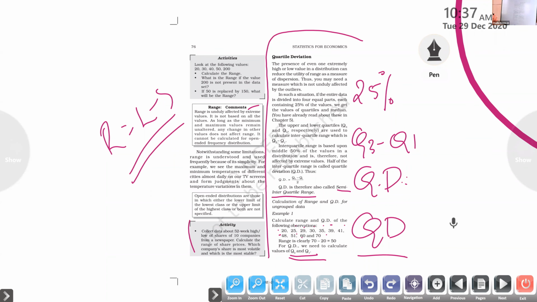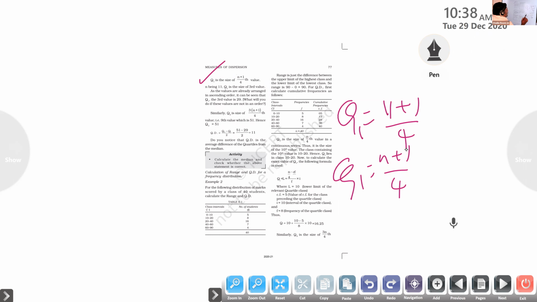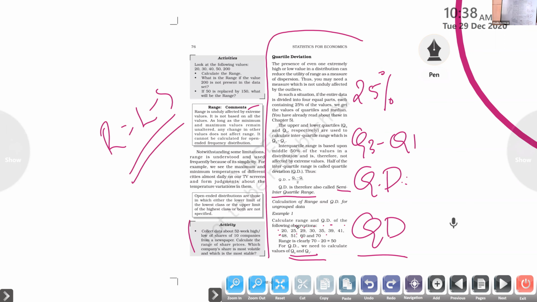We want to divide the data into 4 groups. Q1 is always (n plus 1) divided by 4. So Q1 is equal to 11 plus 1 divided by 4, which is 12 by 4, so the answer is 3. So it is the size of the third value. What is the third value here? 1, 2, 3, that is 29. So Q1 is 29. We studied that in the last chapter. Any confusion here?